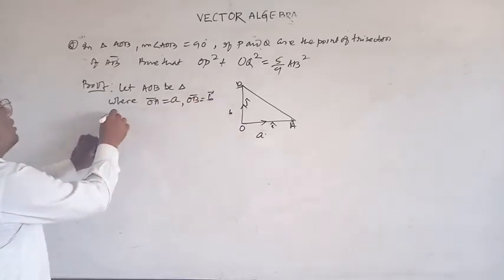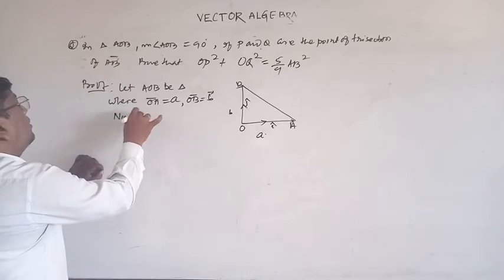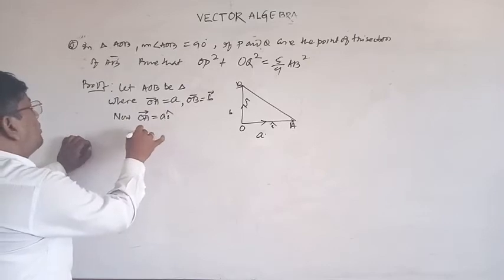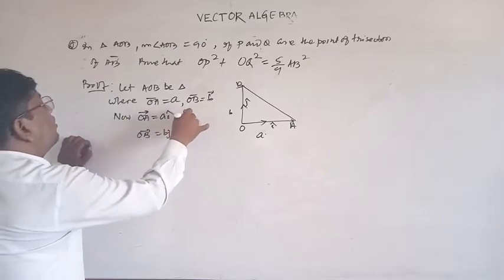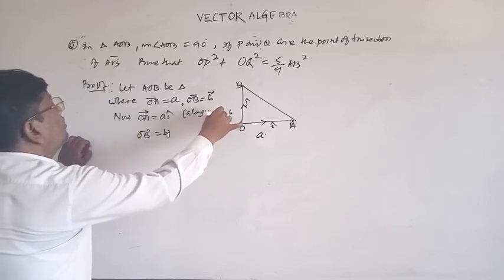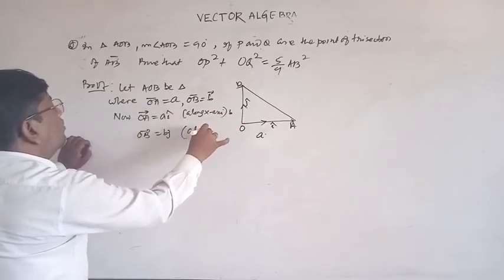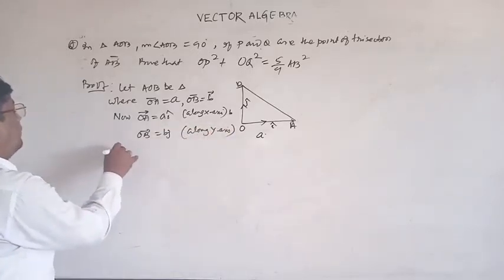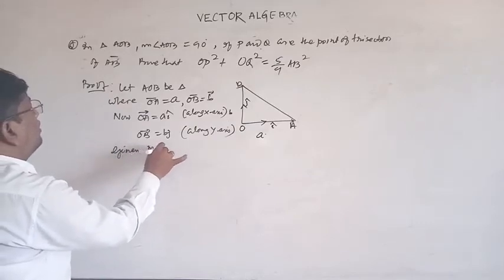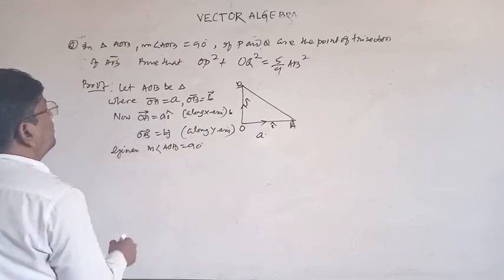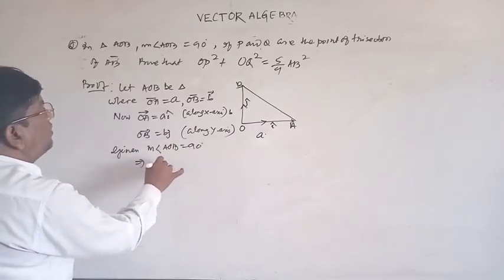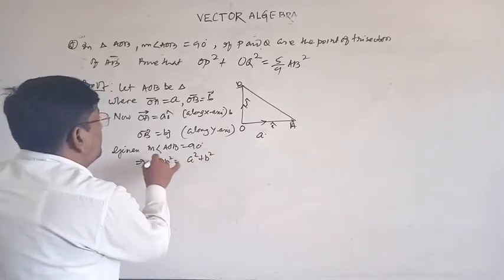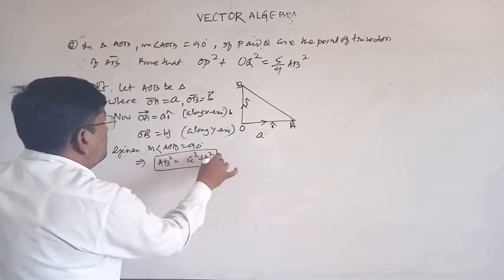Now OA vector is equal to, suppose, a i cap, because it is along the x-axis, and OB vector is equal to b j cap, which is along the y-axis. Okay, so given angle AOB is 90 degrees, that implies AB square is equal to a square plus b square.